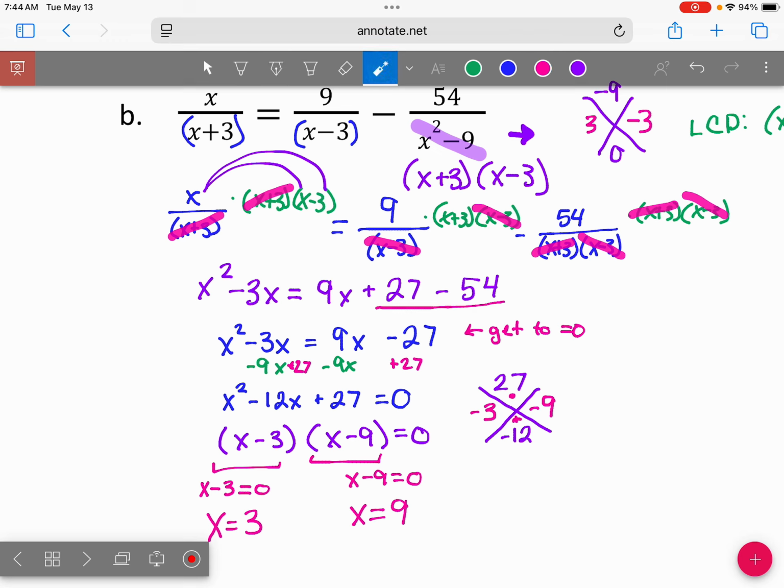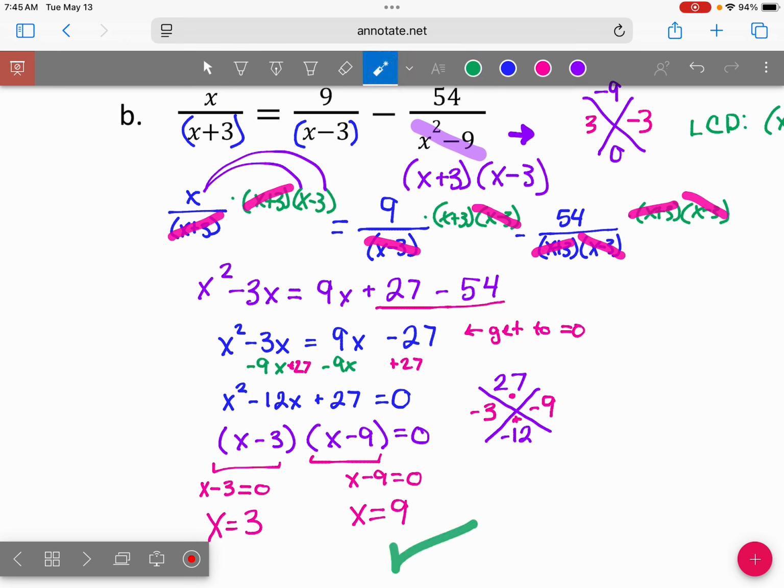Because my x equals 9, beautiful. So if I substitute 9 in here, 9 plus 3, definitely not 0. 9 minus 3, also not 0. 9 squared minus 9, also not 0. So my x equals 9 definitely checks out.